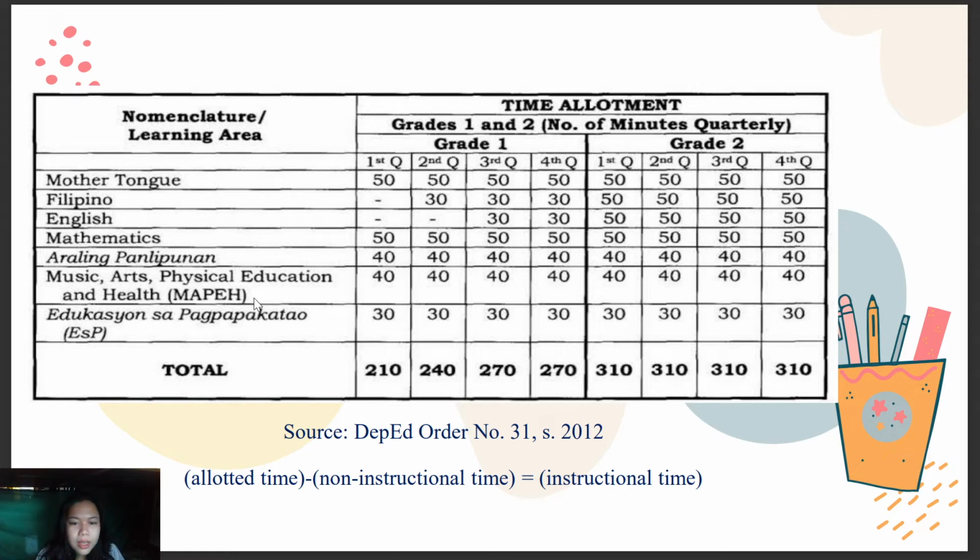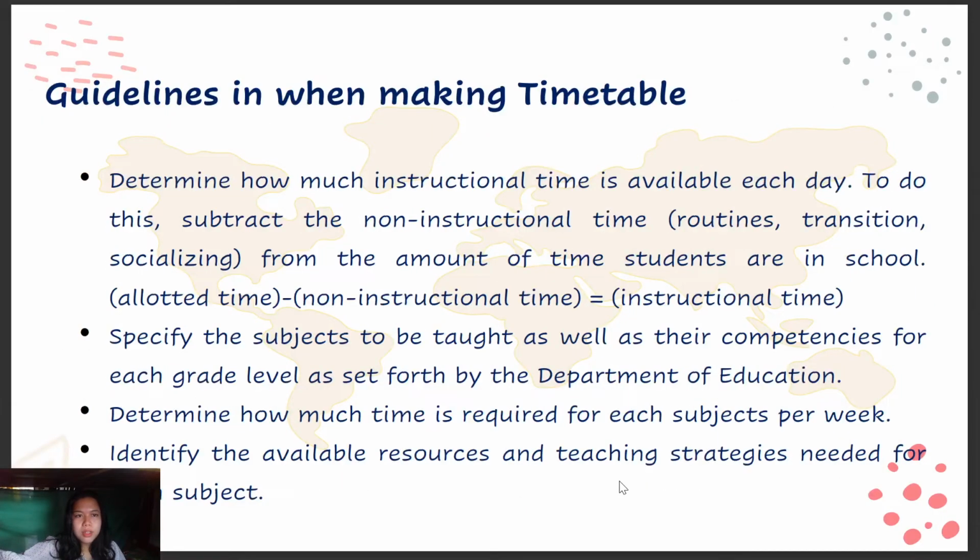To get the instructional time, how do we get it? It should be allotted time minus non-instructional time equals instructional time. We'll discuss that later on. Here are the guidelines when making a timetable. First, determine how much instructional time is available each day. To do this, again, subtract the non-instructional time from the amount of time students are in school.